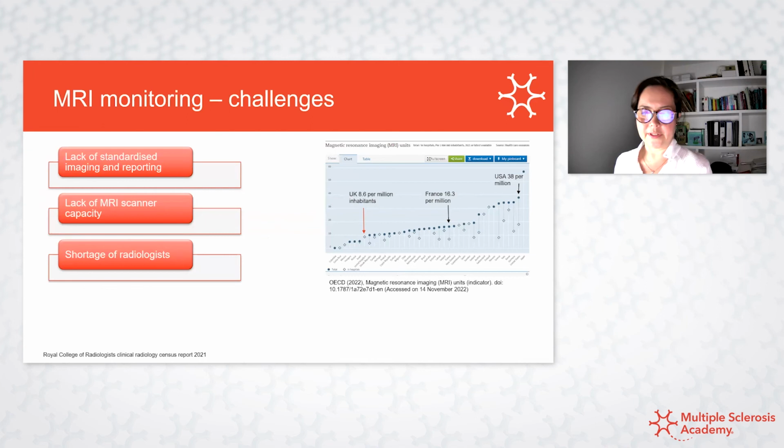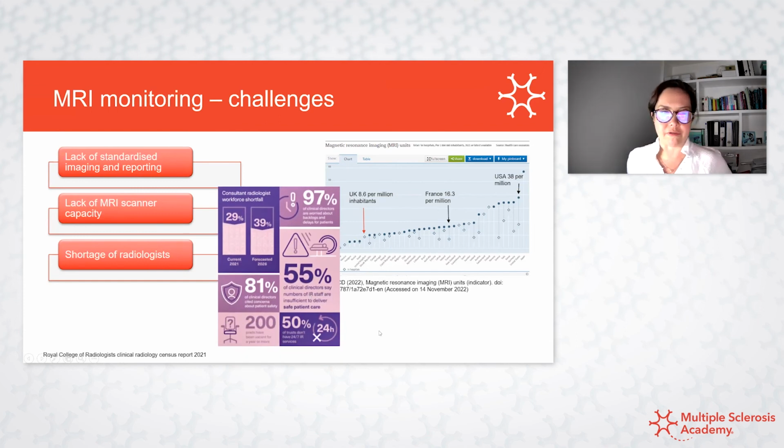Yeah, so the UK has really got quite low in the number of MRI scanners we've got per population. You can see that we're seventh lowest in that list of countries, and we're 8.6 MRI scanners per million compared to 38 for the US and 16.3 per million for France.